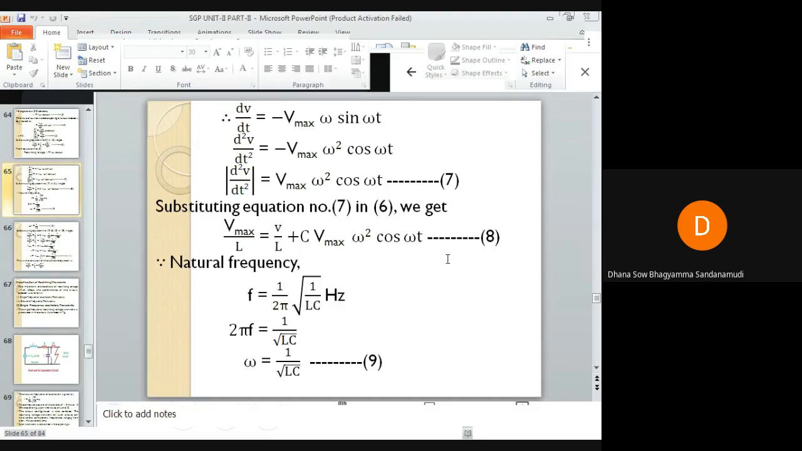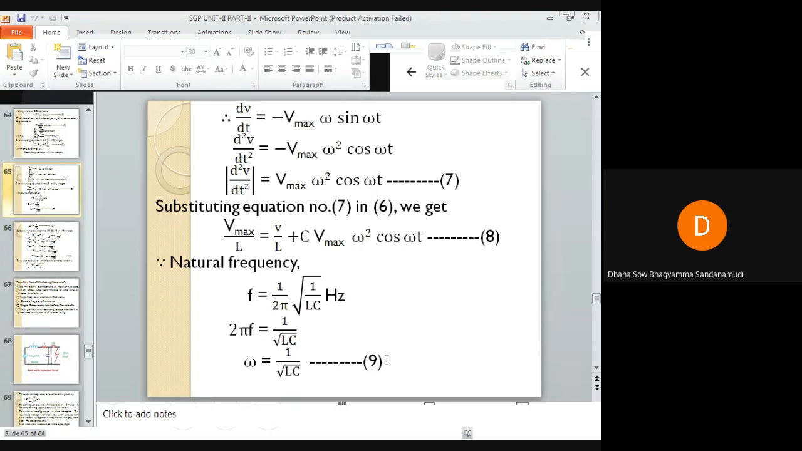Now, you know the expression for the natural frequency: f equals 1 by 2 pi root LC, or 1 by root LC. From this expression, rearrange the terms. I have sent this 2 pi to the left side and got 2 pi f equals 1 by root LC. So what is 2 pi f? 2 pi f is nothing but omega. So omega equals 1 by root LC. Assume it as equation number 9.